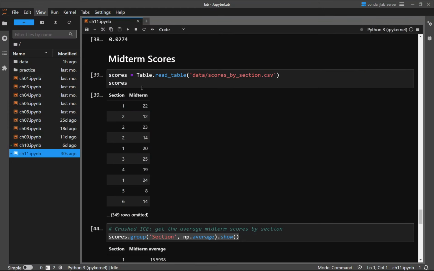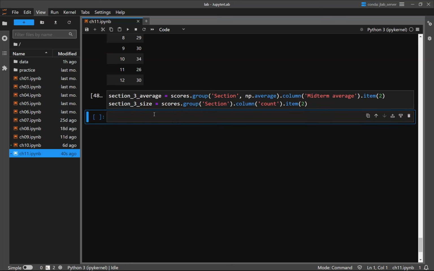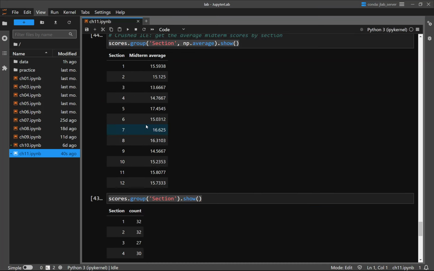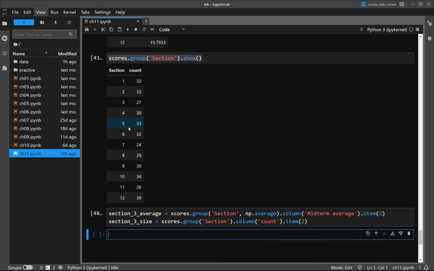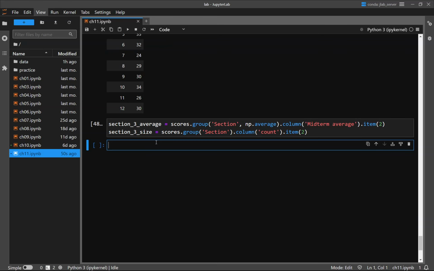So I've got a table called scores. I want you to think about this for a second. I think this would be a good thing to ponder on your end, so try to do that if you can. It's going to be taken from the scores table, but I want you to try to make one simulation of a class of 27 students under the null hypothesis. I'll spell it out really quickly. So, an example for you to try. I want you to try it.